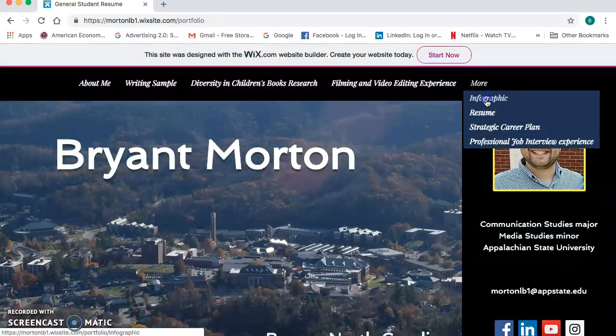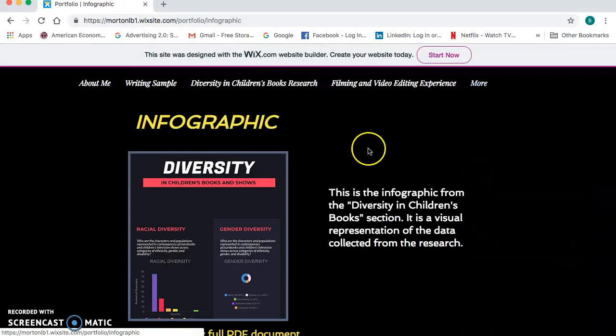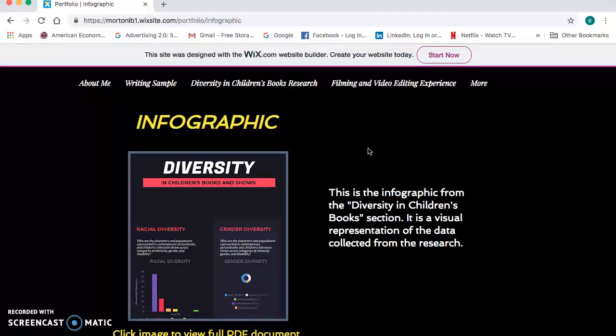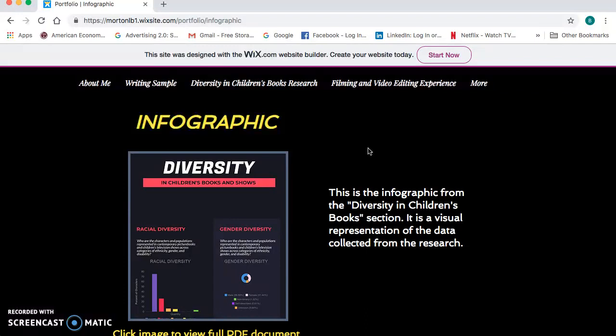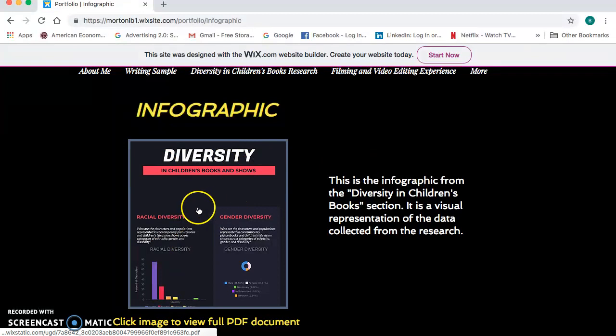So first, let's look at the infographic. Now, like I said in part one, I made the infographic based off of information from my analytical sample, specifically the document that had the chart and the research questions that we compiled with the initial data. I chose to do that because that was the purpose of making that chart, table, and research questions document, was to be able to use that information to analyze it. So to view the infographic, this is just a thumbnail. If you click on it, it will take you to the full PDF document.